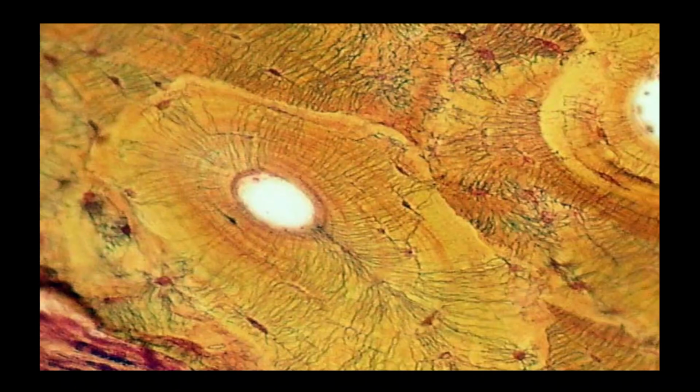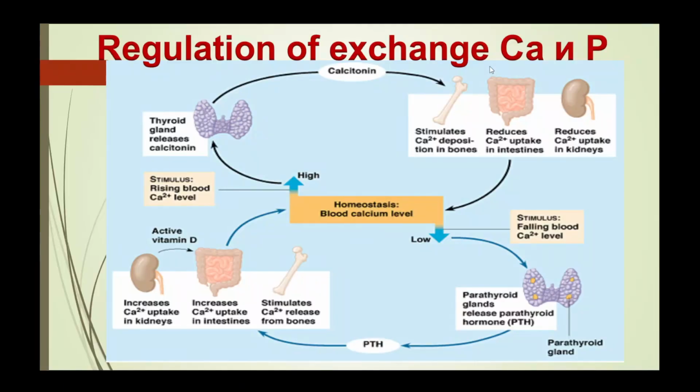And we have seen the lacunar canaliculus system in higher magnification here. This is interstitial lamella. Well, also the regulation of exchange of calcium and phosphate in the bone is regulated by special hormones, calcitonin and parathyroid hormone, parathyrin. The homeostasis of blood calcium levels is regulated by special glands.